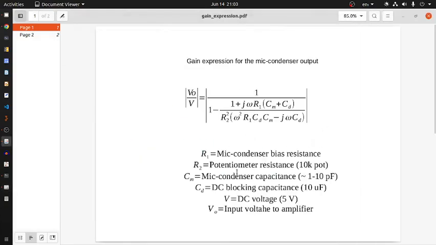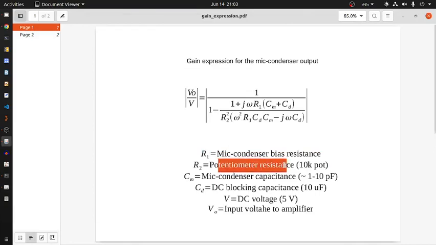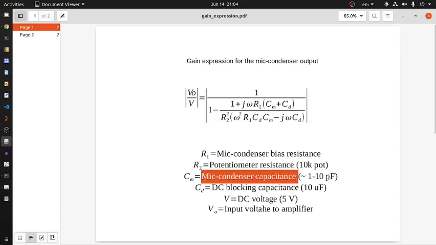All these expressions are mentioned over here: mic condenser bias resistance, potentiometer resistance. These are different values we can simulate, and typical values are mentioned. Mic condenser typical capacitance varies from 1 to 10 picofarad; I got it from the mic condenser specification. For the DC blocking capacitor Cd we used 10 microfarad. There is no scope to change this capacitor; we will only vary R1 and R2 and see how the response varies.